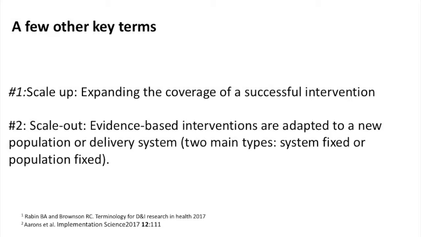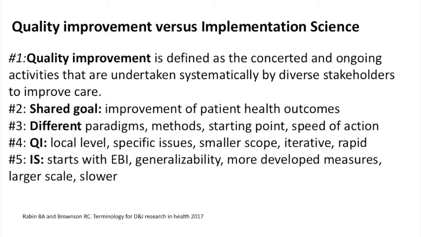And so there are two main types: one when the system is fixed and you change the population, and one where you are fixing the population and you are changing the system, you are moving into different settings. A big question, again, piggybacking on Russ's slide about quality improvement, implementation sciences, how they are different and similar. And so you might remember those overlapping elliptical kind of shapes there in his slide.